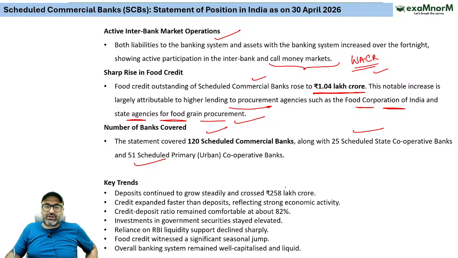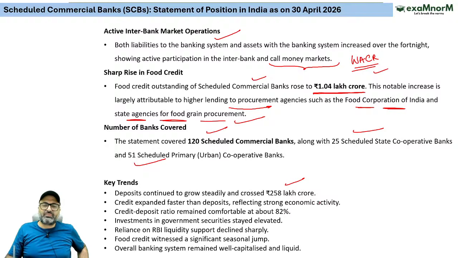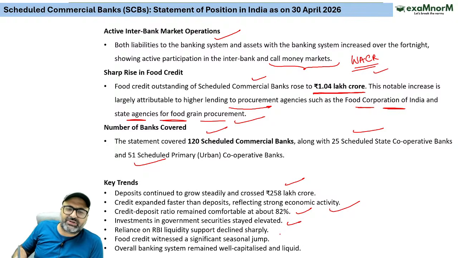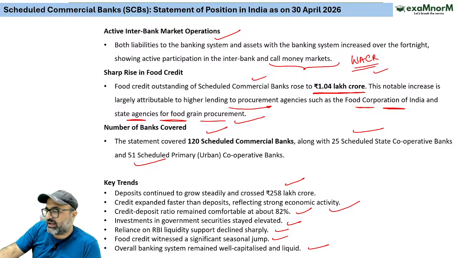तो क्या क्या याद रखना है? 258 लाख करोड़ रुपीज, that is the deposit. याद रखो, strong economic activities, 82% credit to deposit ratio, majority investment in government securities, less dependency on RBI for liquidity. Food credit has witnessed a seasonal jump because of FCI borrowings, and overall banking system has remained well capitalized and well liquidated. अरे बोल यार, क्लियर हो गया, समझ आ गया?